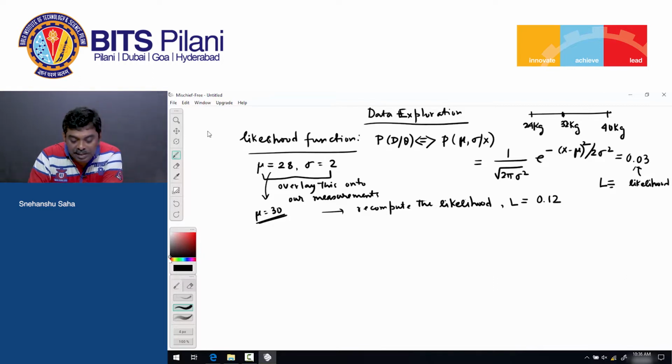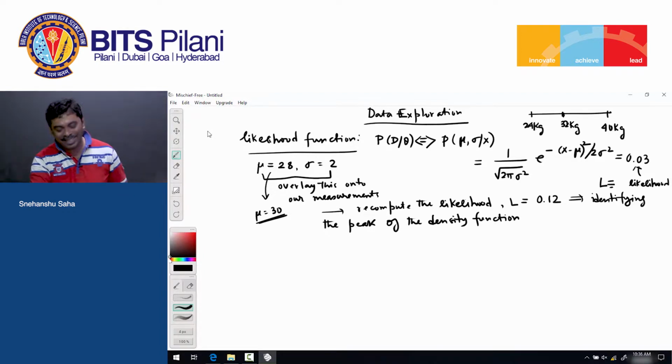Given the measurements that we have, and we are trying a bunch of different normal functions, a normal function with mean 30 and standard deviation 2 fits this data better. The likelihood of fitting the data is much higher compared to the likelihood of fitting the data with the previous density function. So this whole thing boils down to identifying the peak.